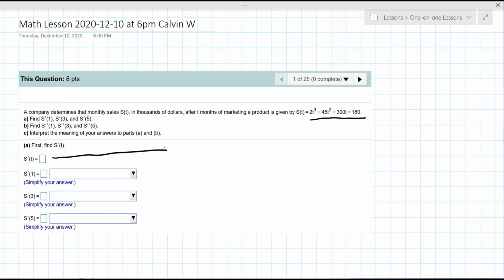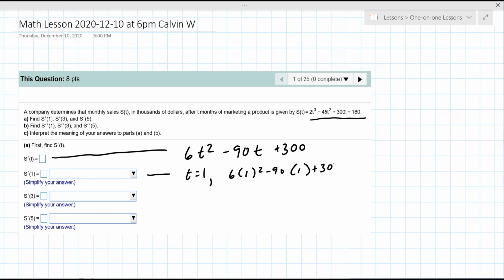All right, so the derivative of this function up here, it's all power rule. That's this one here, 6t squared minus 90t plus 300. And then s prime of 1 means to put 1 into this equation so that you're setting t equal to 1. So it's 6 times 1 squared minus 90 times 1 plus 300. How much detail do you want here? You're going to get a number, and that number goes in here.